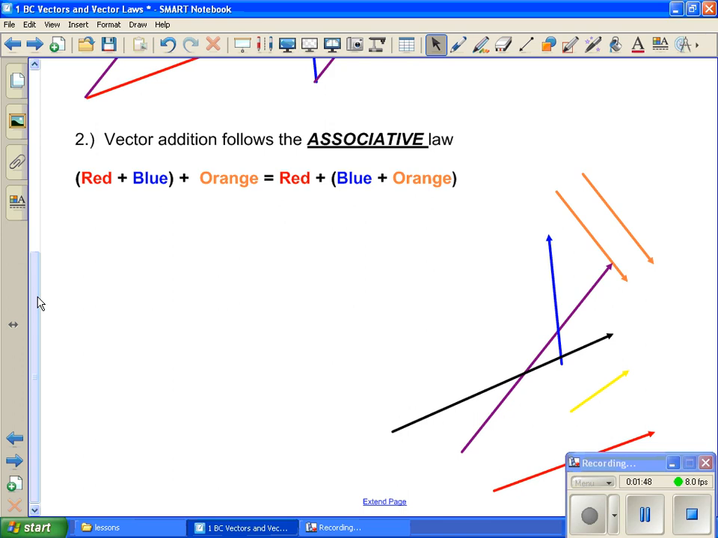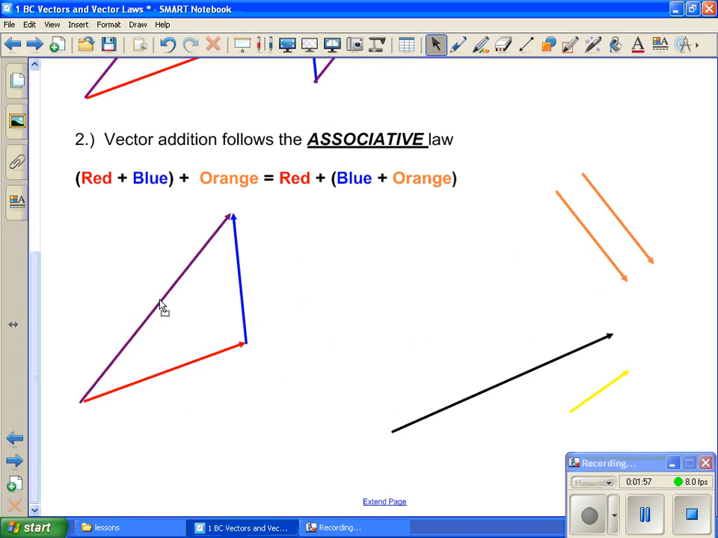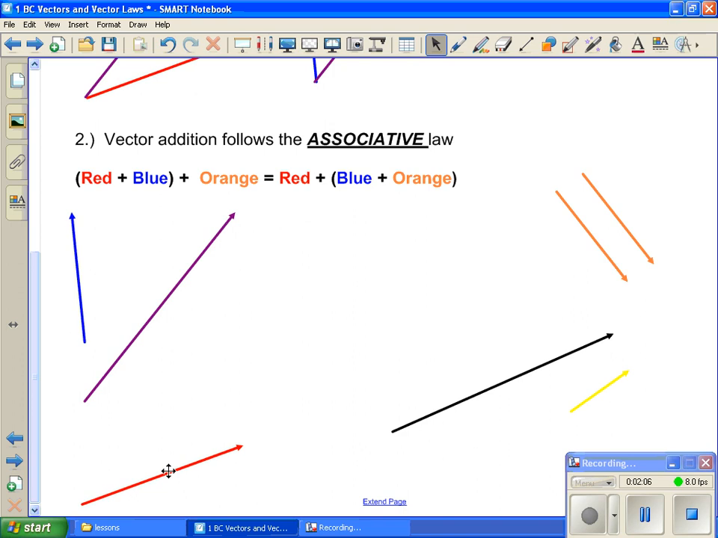If I take my red, and I add on the blue, once again, I get this purple vector. And if I take the result of adding those two, red plus blue gave me that purple. So now if I just work with the purple vector, and I add on my orange vector, I get this lovely black vector. Okay? So that's what I get from adding all three of those together.